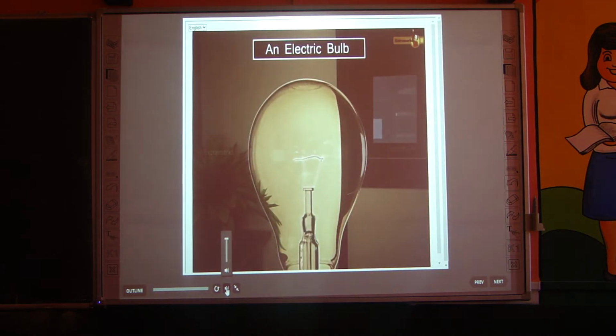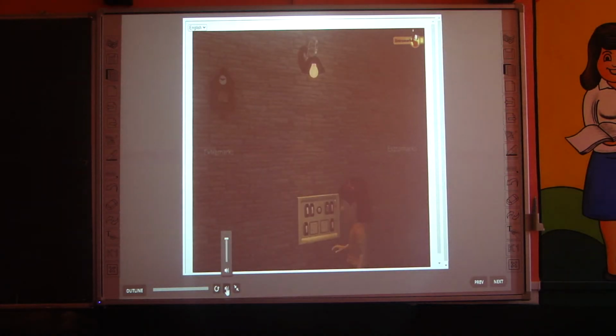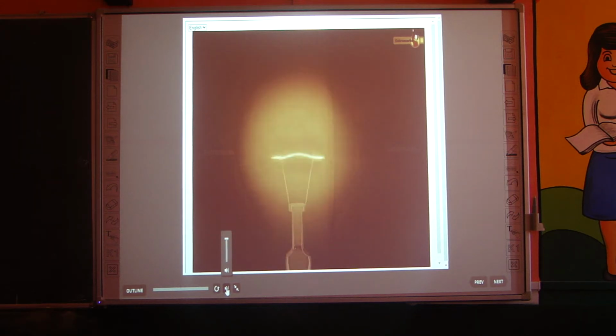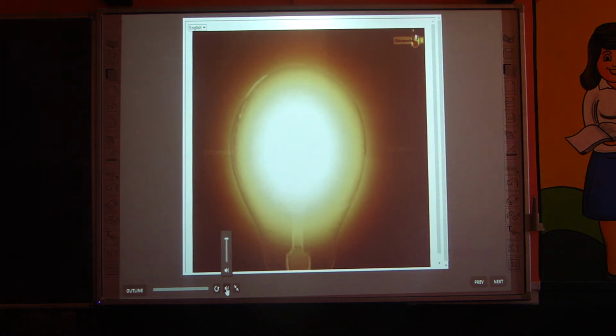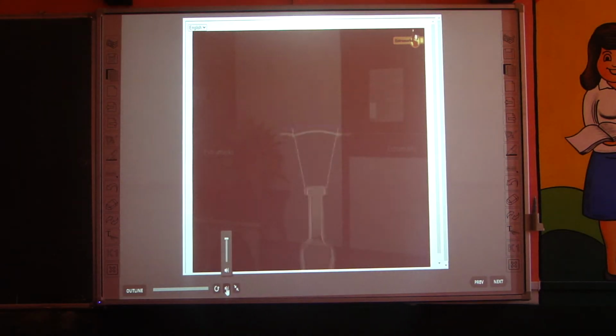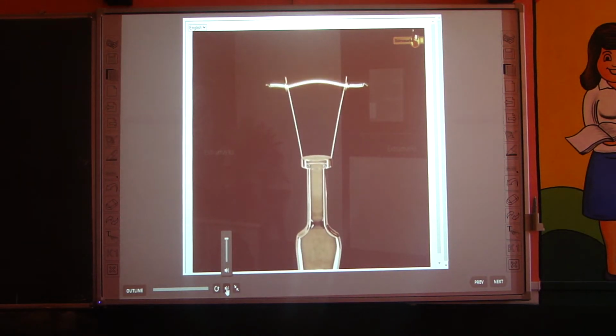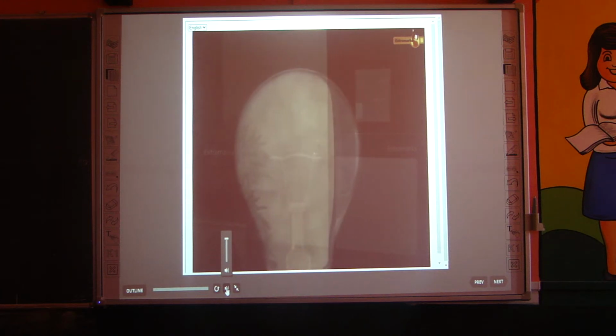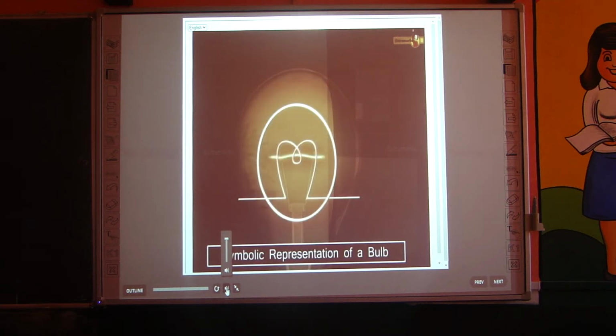An electric bulb. It is a device which is designed to produce light and heat from electricity. Inside the glass chamber, there is a thin wire of tungsten called the filament. The bulb is filled with argon gas. The symbolic representation of an electric bulb is shown here.